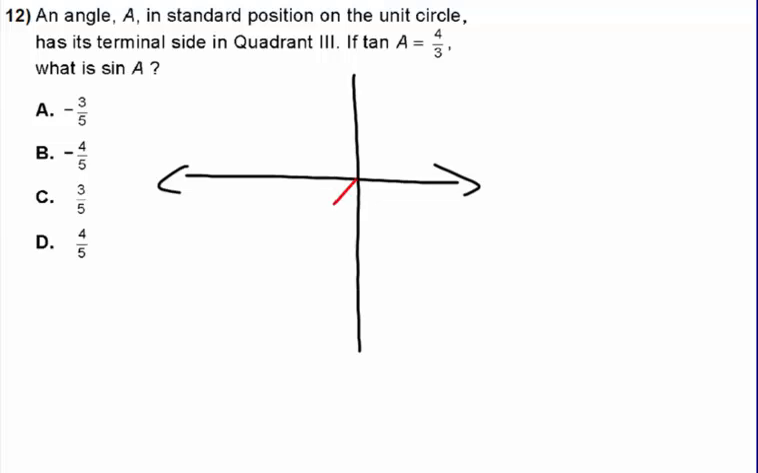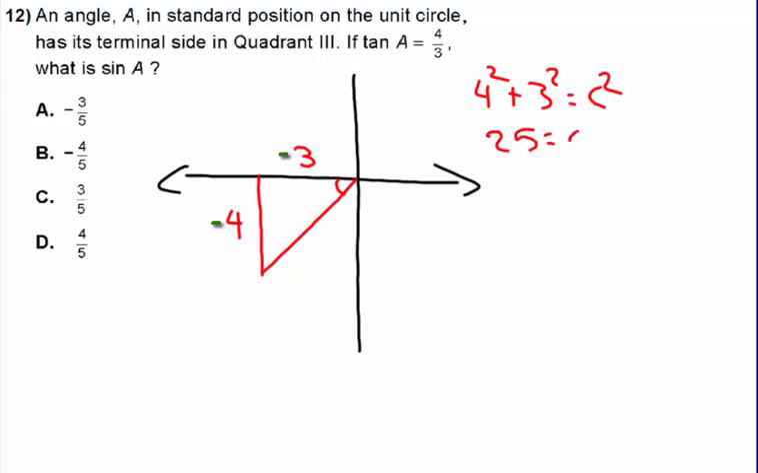Okay, so the best thing we can do for this problem is actually draw the angle. We know it's in the third quadrant, so we'll make a triangle. And the tangent of that angle is opposite over adjacent, so we'd have negative 4 and negative 3 as our two measurements. Now we can find the hypotenuse by using the Pythagorean theorem.